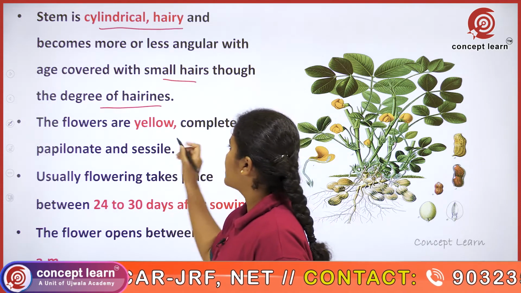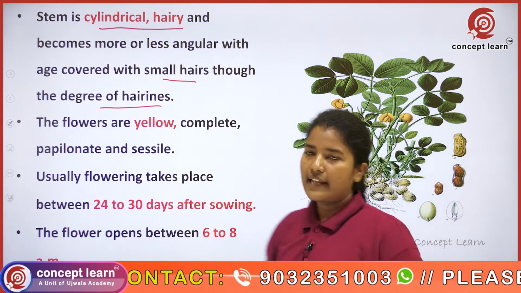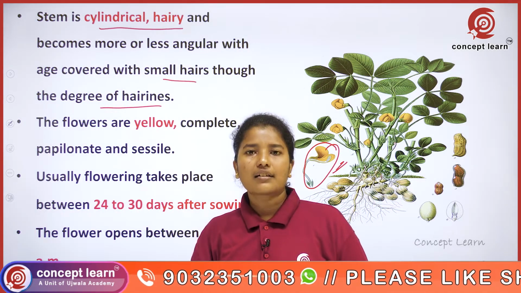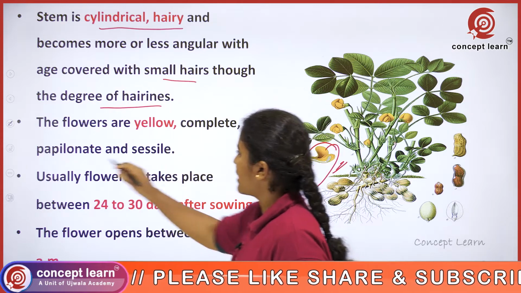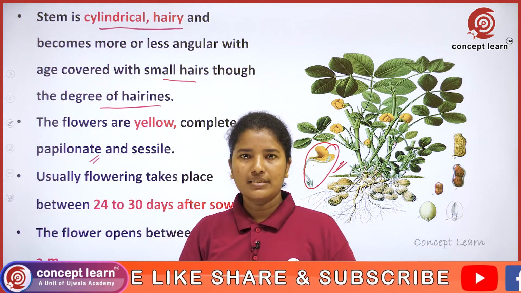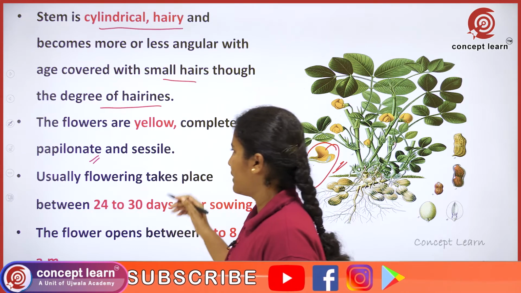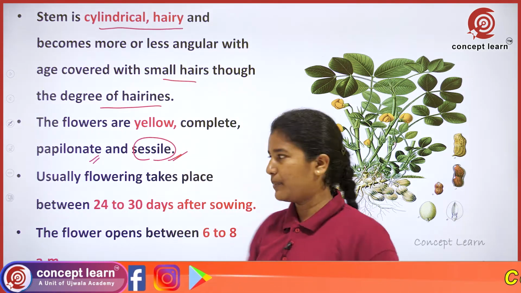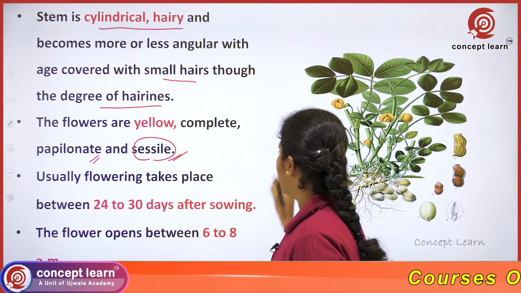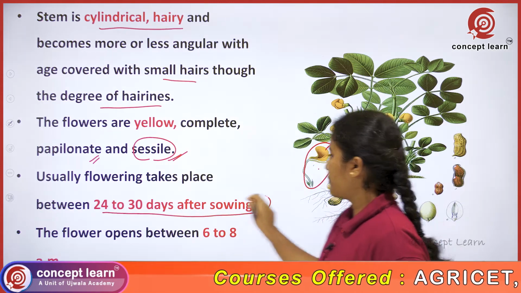Now the flowers are yellow in color. They are complete, that is, they contain all the 4 organs which a flower should possess, and also they are papilionaceous. All the Leguminosae or Fabaceae family members have papilionaceous flowers, and also they are sessile. They don't have a pedicel. And flowering usually takes place 24 to 30 days after sowing.